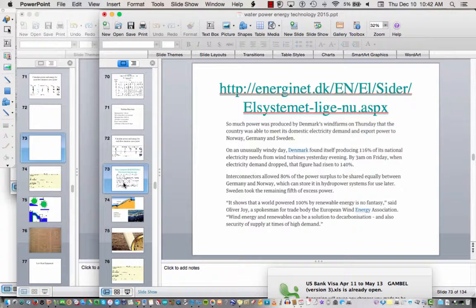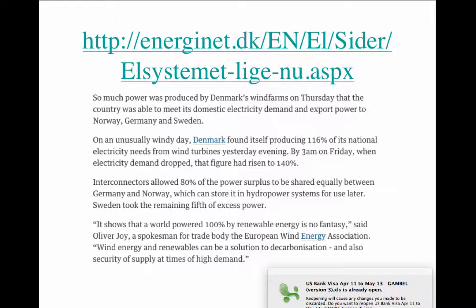Now I wanted to point out ways in which these energy systems start to interact. In other words, what if you've got wind? What if you've got hydro? What if you've got a network that has all of that in it? And here's a little story from Denmark.